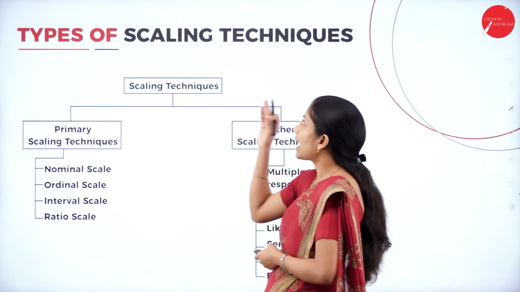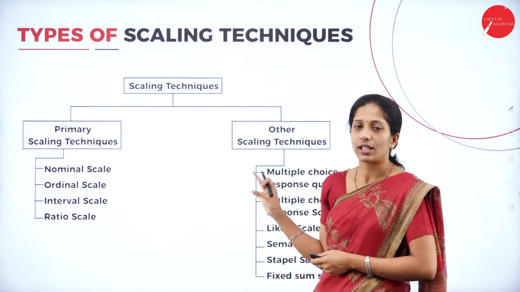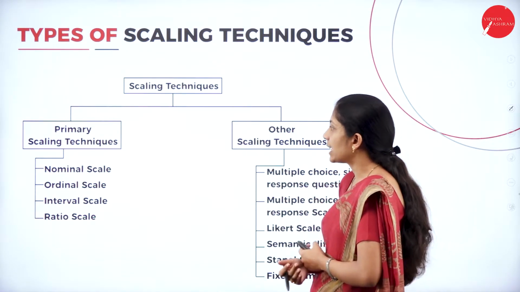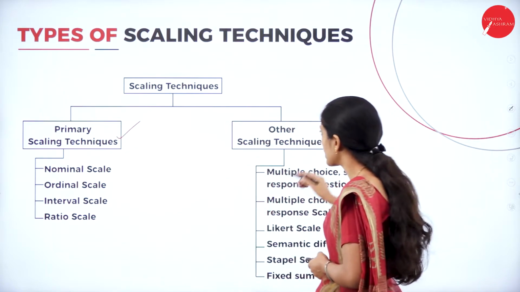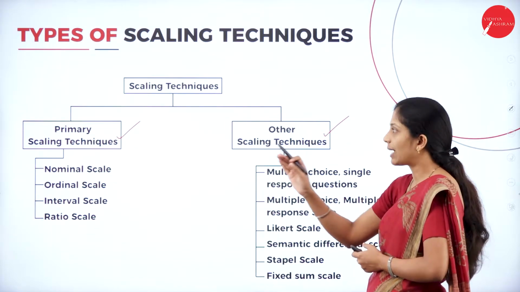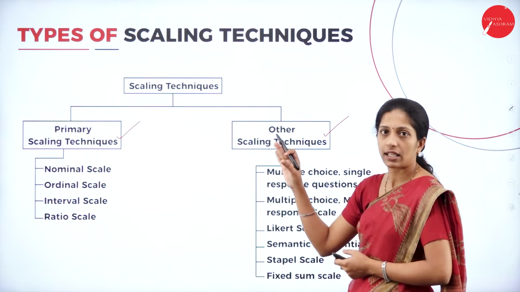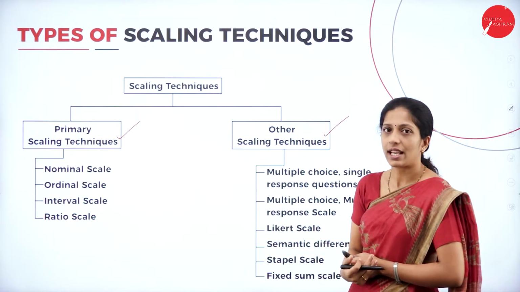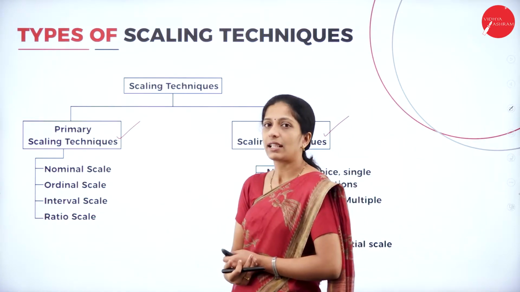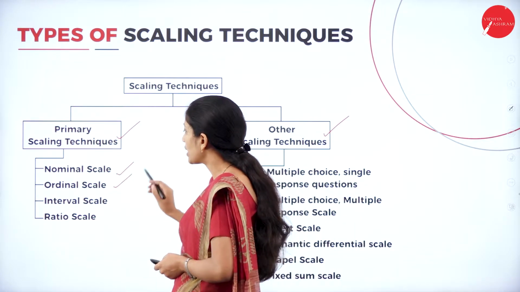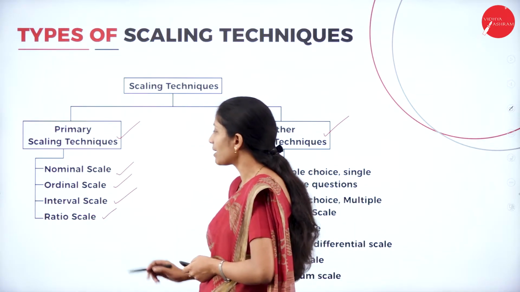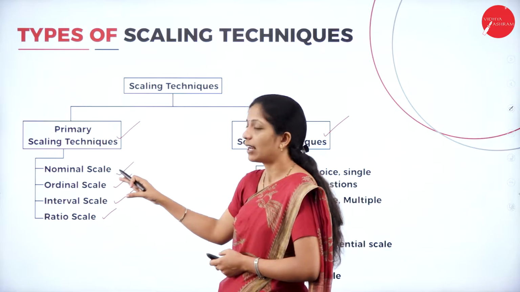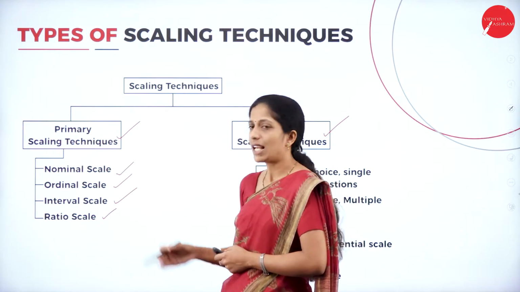Now, let us see the types of scaling techniques. If you go through this, you can clearly understand what scaling is all about. The whole scaling techniques are divided into two: primary scaling techniques and other scaling techniques. Under primary scaling techniques, we have the nominal scale, ordinal scale, interval scale as well as ratio scale. I'll discuss each of these types in detail.